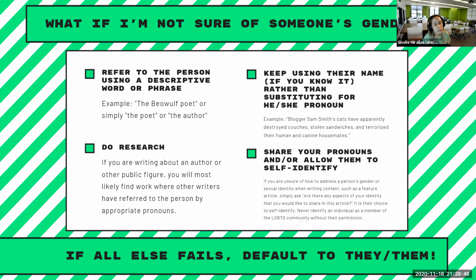All you can do is try to make the situation comfortable so that they feel like they can share with you. If all else fails, default to they, them. Again, that is a gender neutral pronoun, and it's the easiest way to refer to everyone in a manner that's equitable and inclusive.